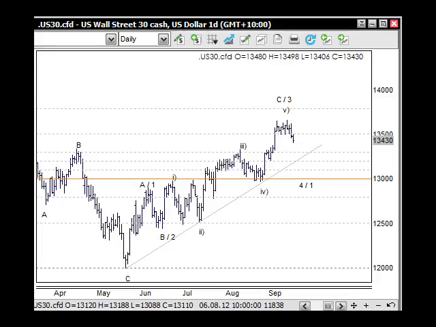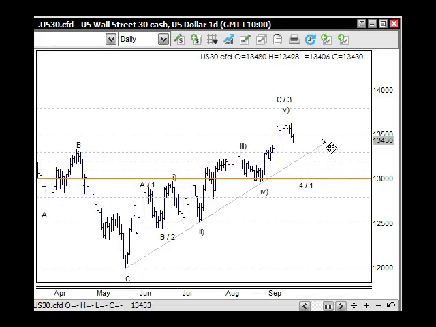In the slightly bigger picture, we've always been looking for a top of this particular structure. So we can count this in two ways to the upside, and we need to keep all options on the table all the time. The first one would be the A, the B, and then 5 waves for the C wave up through to here, and that would be a top there.